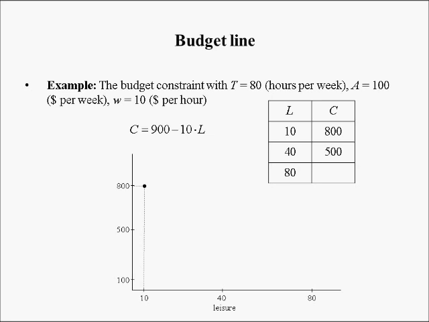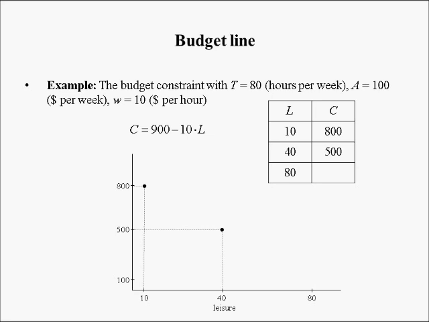Another way to think about this is you have the $100 allowance, right? And if you have 80 hours a week and you're leisuring for 40, that means you're working for 40. So 40 times 10 is 400. 400 plus 100 is 500. So either way, you get $500 of consumption. So when leisure's 40, consumption is 500.